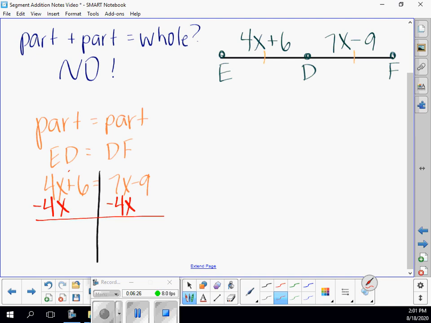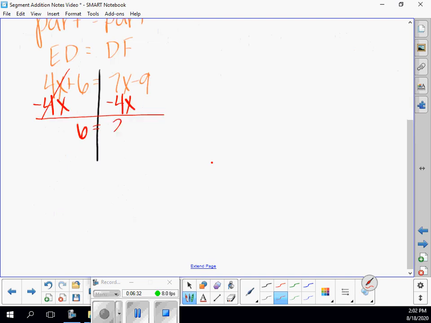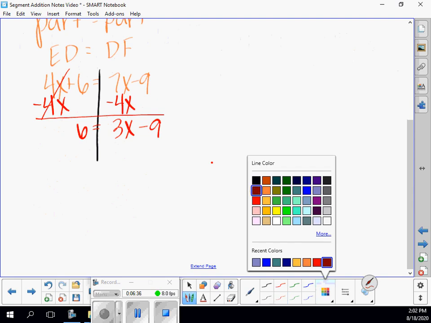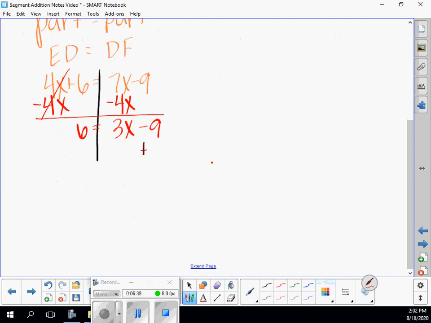4x minus 4x is gone. I have 6. 7 minus 4 is 3. And I have my 9. Well, now I need to get my numbers together, so I'm going to add 9 to both sides. 6 plus 9 is 15. 3x. And my 9's cancel.